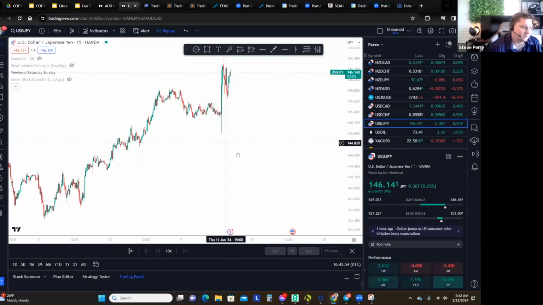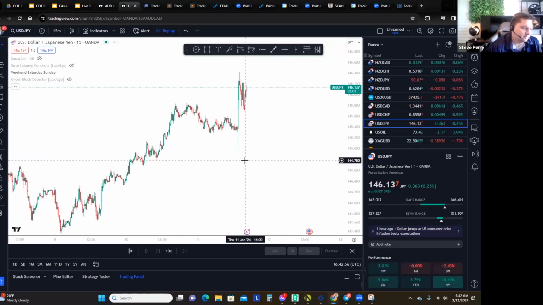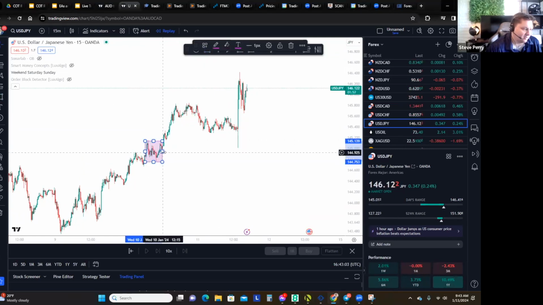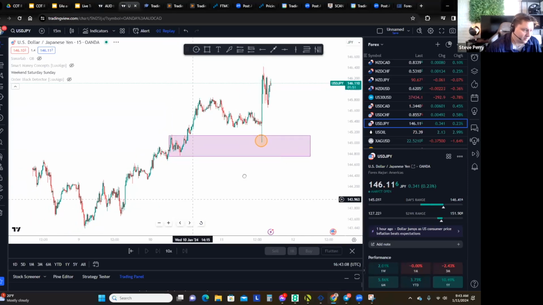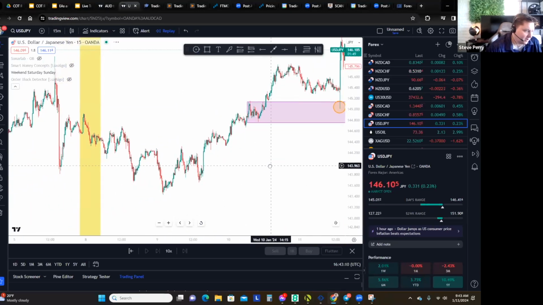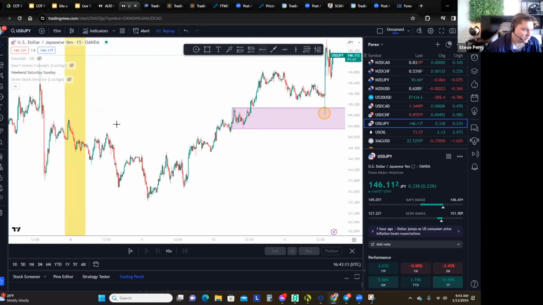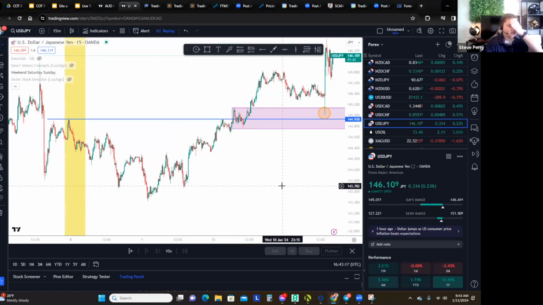Nice. Okay, so this one, dang, I missed this during the news event. I was looking at this area right here. That would have been nice. Yep, that came and tapped right into that right there during the news event. Okay. And yeah, that was perfect too. It had a nice structure break right through here. Not a bad area to get in.